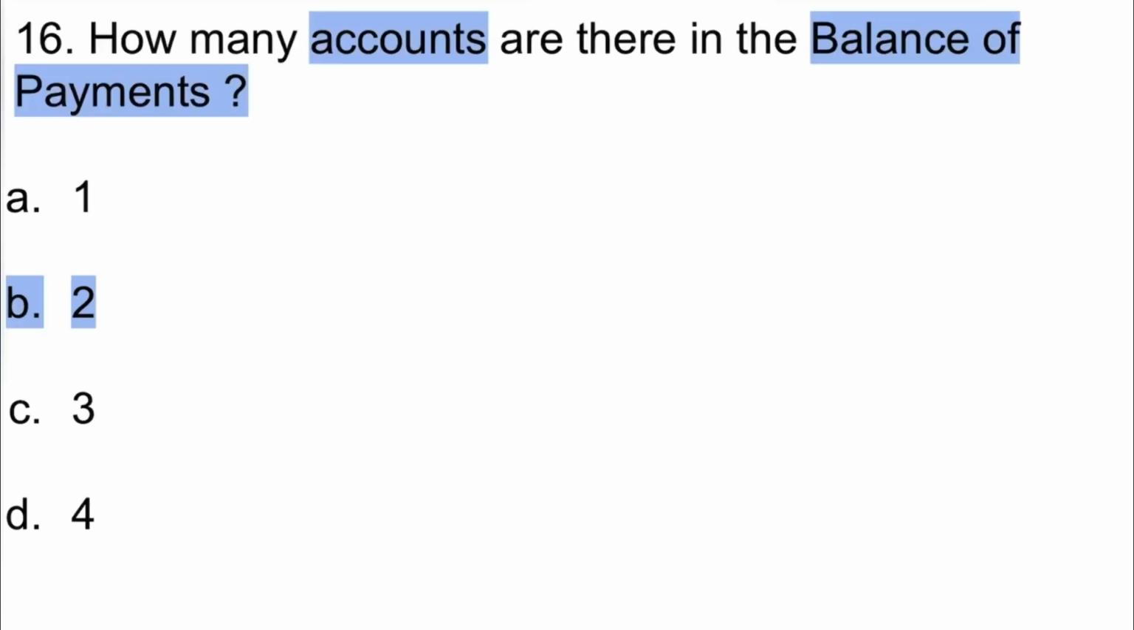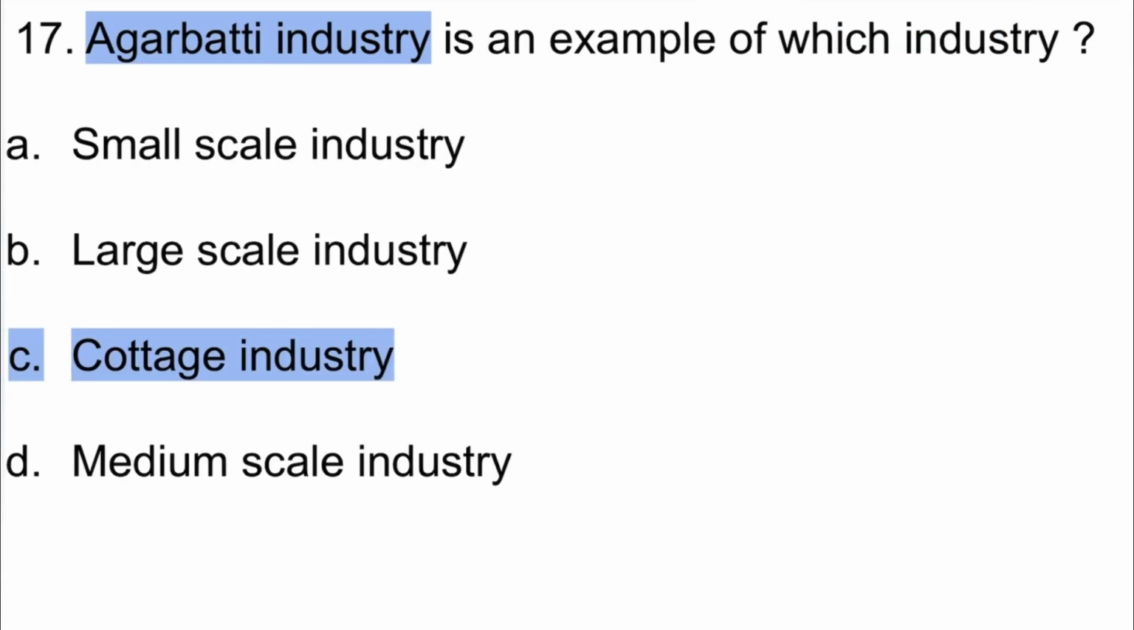16th, how many accounts are there in the balance of payment? Students, balance of payment has two accounts, current account and capital account. So option B is the correct one. 17th, Agarbatti industry is an example of which industry? Option C is the correct one. It is an example of cottage industry with very little investment.